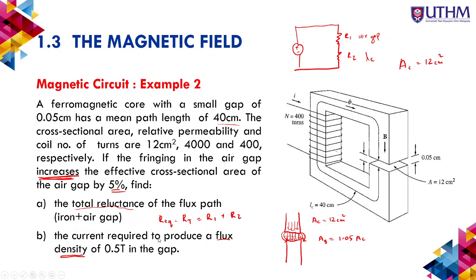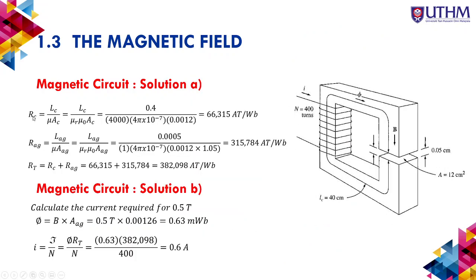So let's start. RC is R core, the core reluctance. The 40 cm is already given, so convert to meter, then 4000 mu R, then mu naught, and then the area. Everything is given here, so you can get the RC. Then the air gap is around 0.05 cm, convert to meter, and the mu R is 1 because it's free space, the same as mu naught. The relative is 1.